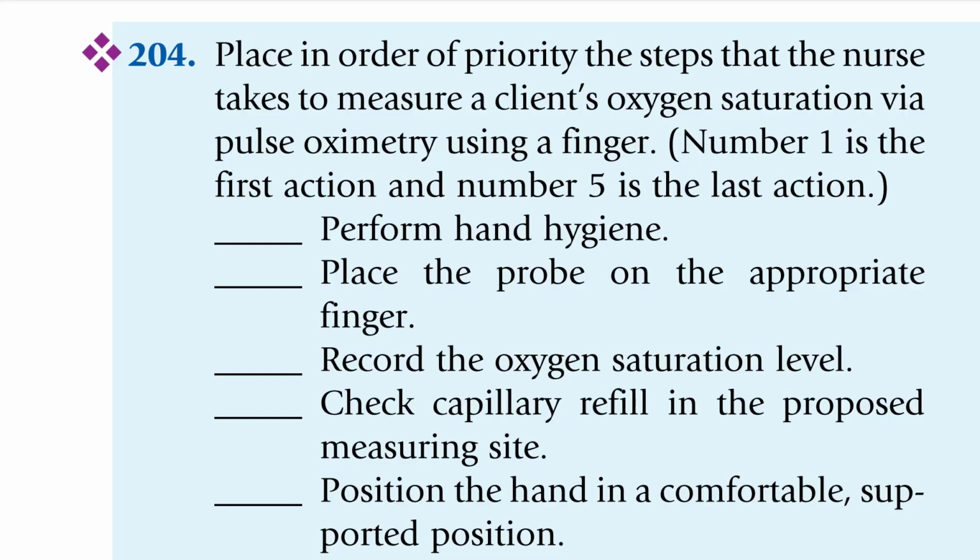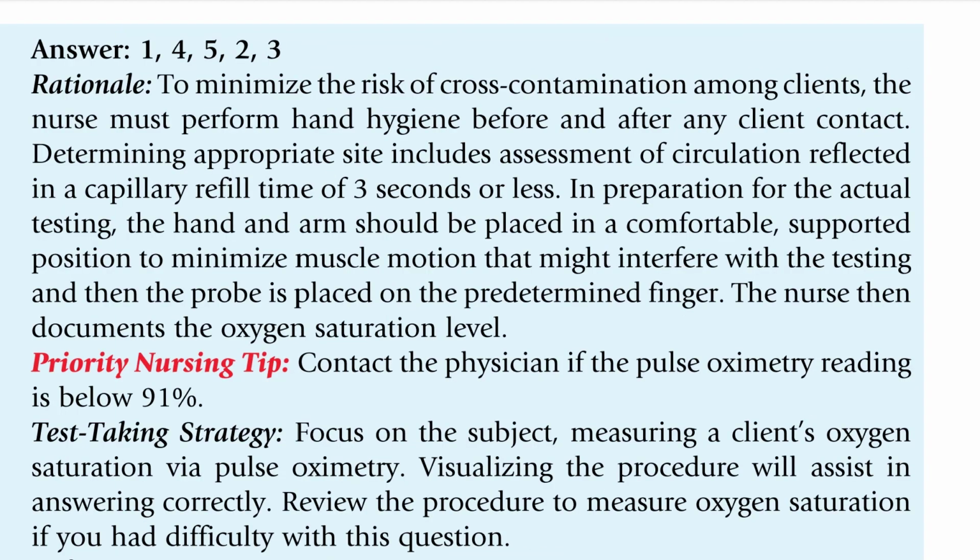204. Place in order of priority the steps that the nurse takes to measure a client's oxygen saturation via pulse oximetry using a finger. Number 1 is the first action and number 5 is the last action. Perform hand hygiene. Place the probe on the appropriate finger. Record the oxygen saturation level. Check capillary refill in the proposed measuring site. Position the hand in a comfortable, supported position. Answer 1, 4, 5, 2, 3.